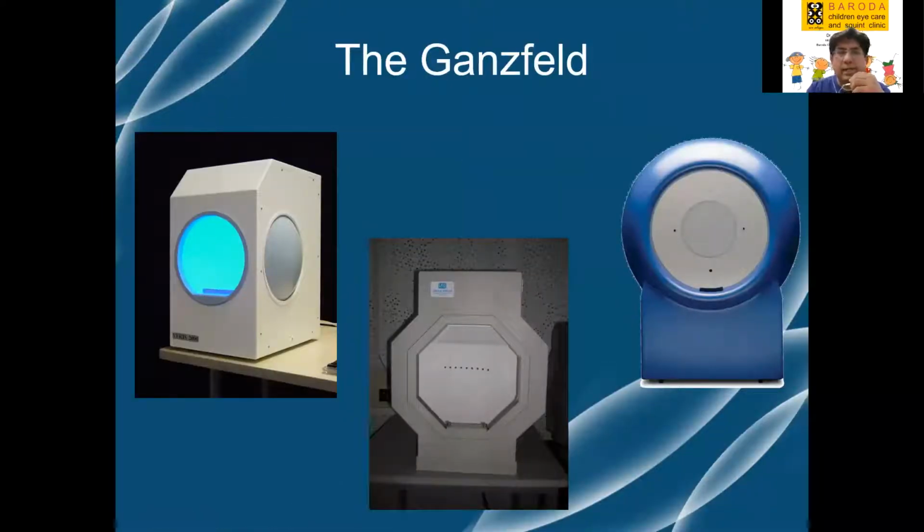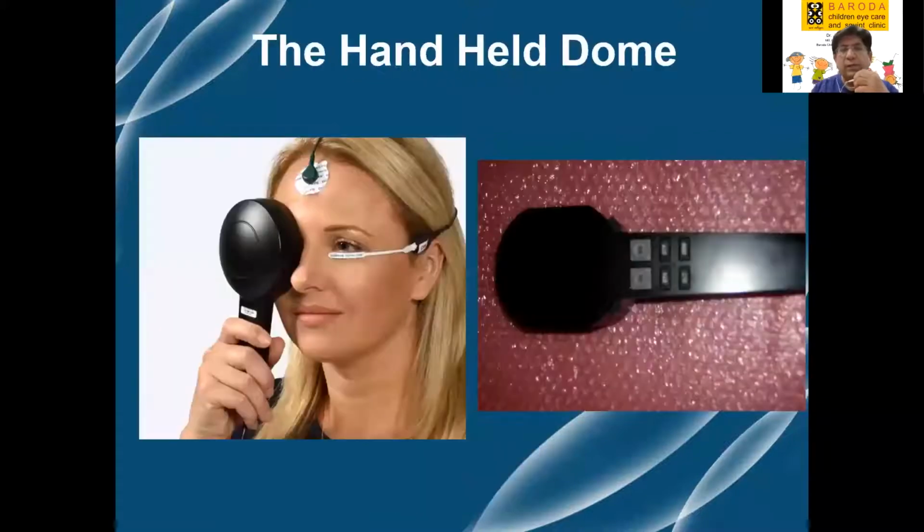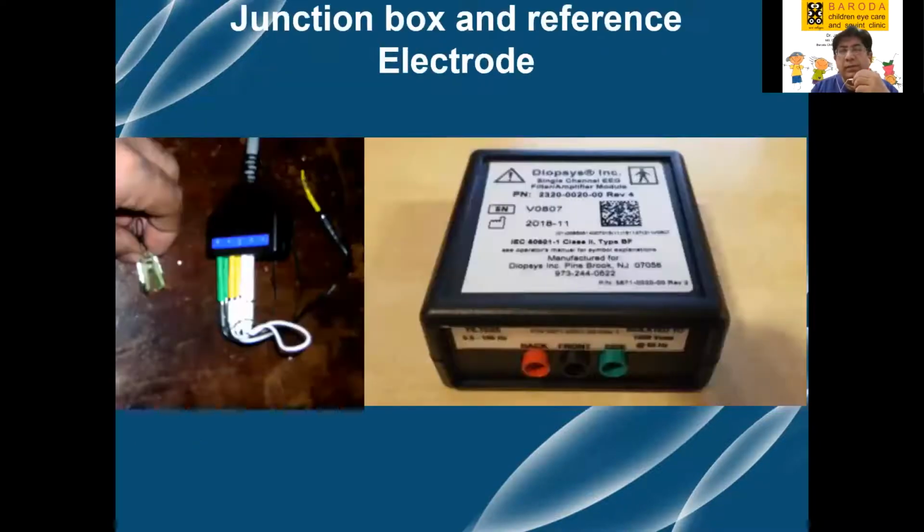this is the Ganzfeld, which is used for giving the visual stimulus, and this is the handheld dome. These are basically for electrophysiology. For pattern ERG, we use a checkerboard pattern, and this is the junction box, and this is the reference electrode, which is used for electrophysiology. This is one side. This is for the ground electrode. This is for one eye, and this is for the other eye.